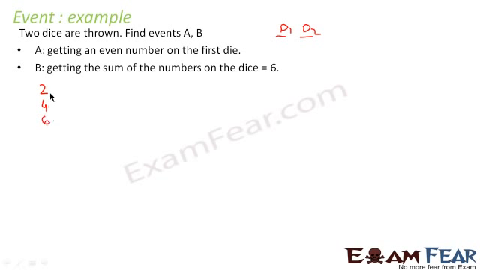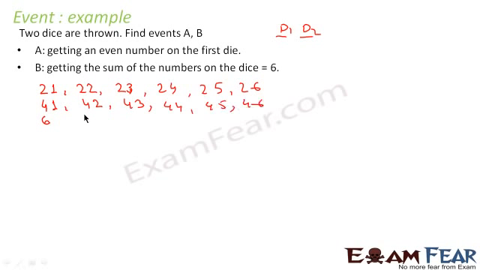Right? So when I have 2 on the first die and I throw the die again, the next die can get 1, 2, 3, 4, 5 or 6. Similarly, when 4 was thrown, on the next die I can get 1, 2, 3, 4, 5 or 6. Similarly, when 6 was thrown, on the second die I can get 1, 2, 3, 4, 5 or 6. So these are the events.